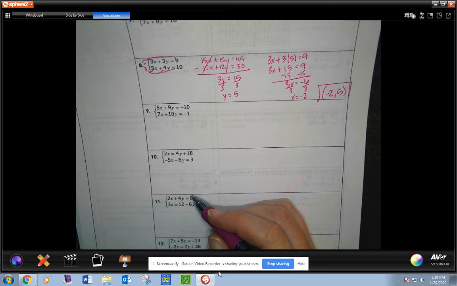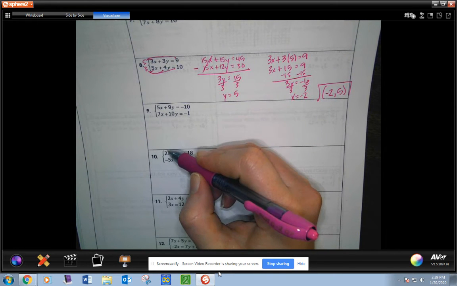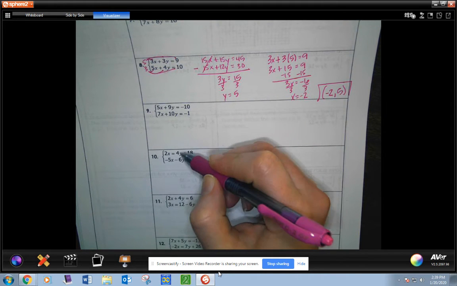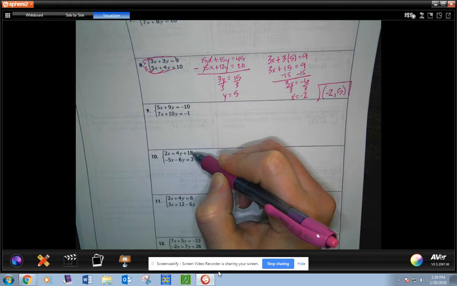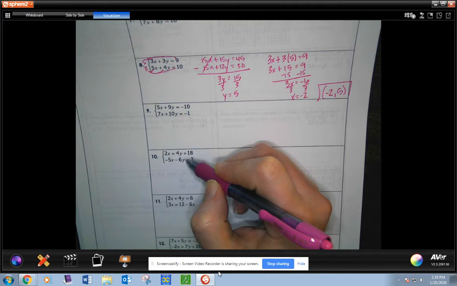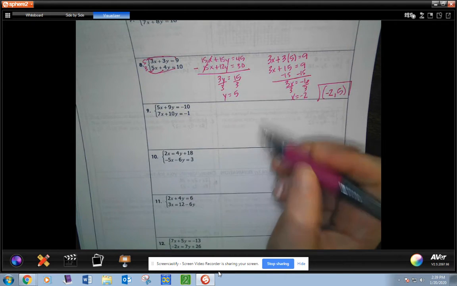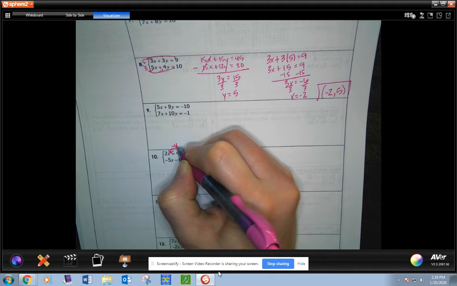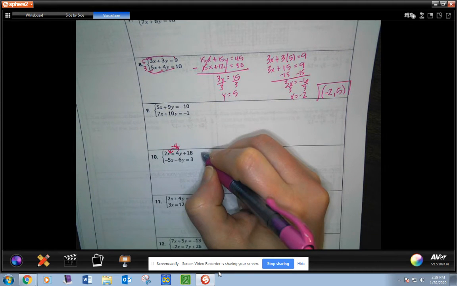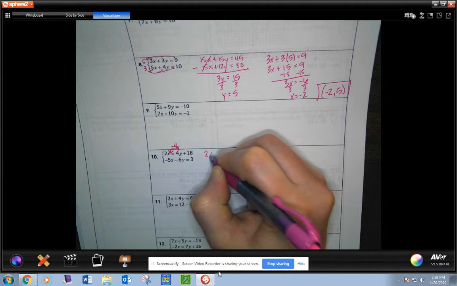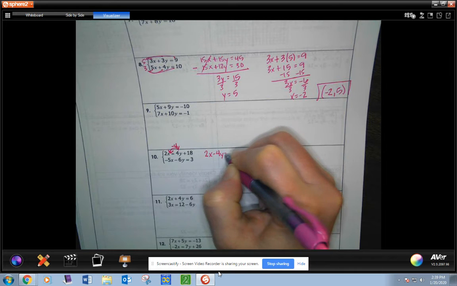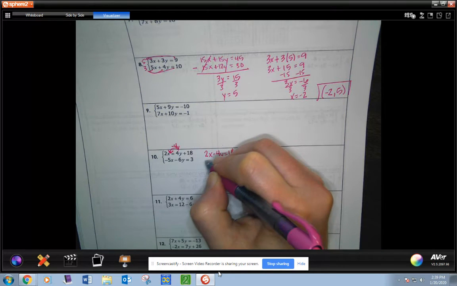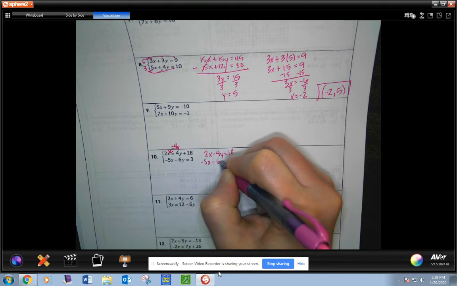For number 10, I have 2x above 2x. I have y above y, and I have my constant above my constant, but if you notice, your equals are in different spots. So to get it to line up, we're going to take the 4y and move it to this side. In order to move it, we have to subtract it. So my new equation becomes 2x minus 4y equals 18. And this one is negative 5x minus 6y equals 3.